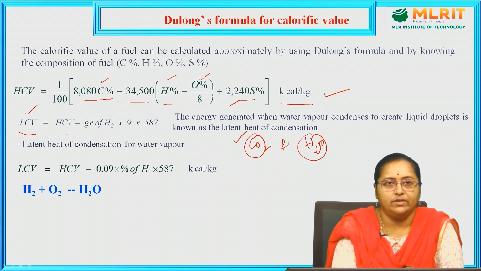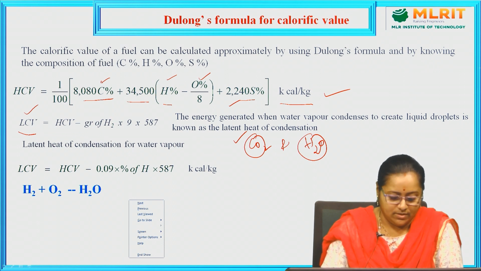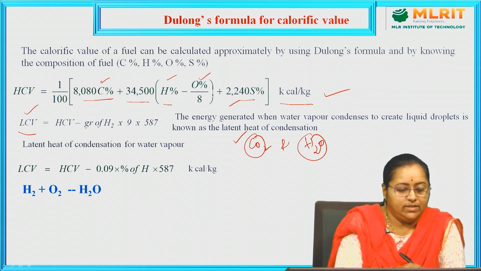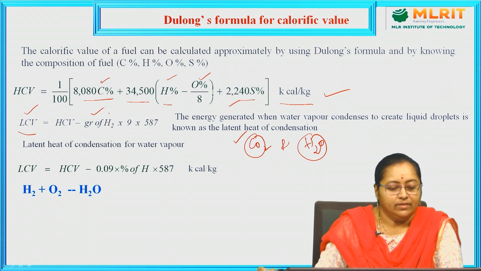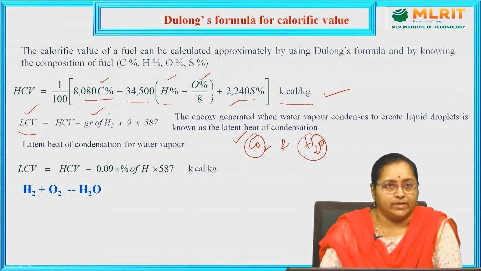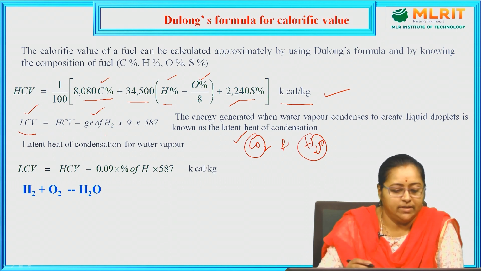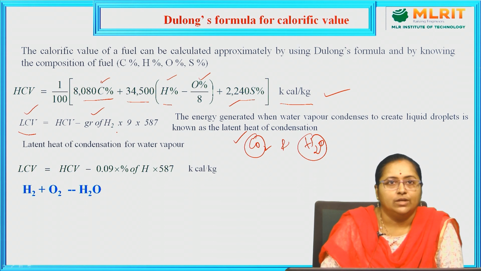HCV accounts for all the combustion products. That means, according to its definition, we consider the heat energy that is produced by the combustion products also. So HCV has to be reduced by that heat energy produced from the combustion products. If you notice the formula, LCV is equal to HCV minus grams of hydrogen into 9 into 587.